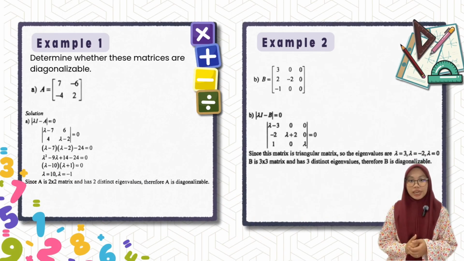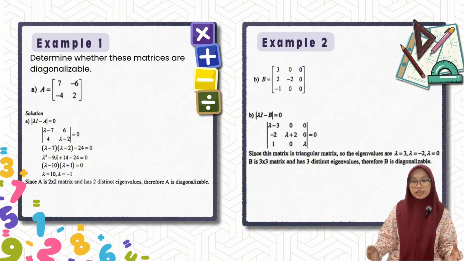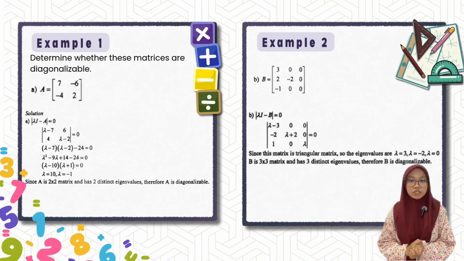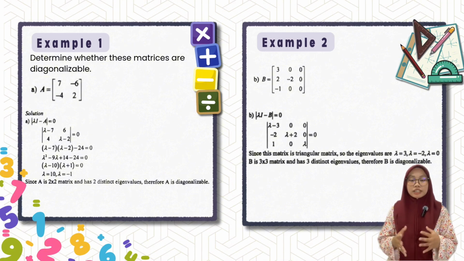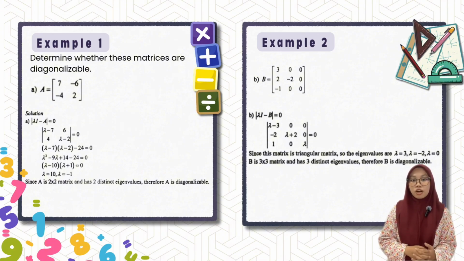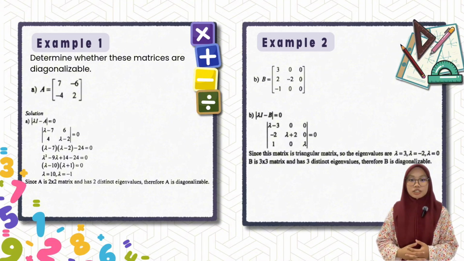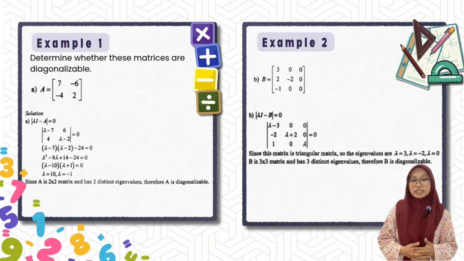Now, let us look at example 1. We want to determine whether matrix A is diagonalizable. First, we find the characteristic equation by calculating the determinant of lambda I minus A and setting it equal to 0. After expanding the determinant, we obtain a quadratic equation. Solving the equation gives two eigenvalues, which are 10 and negative 1. Since matrix A is a 2 by 2 matrix and it has two distinct eigenvalues, the number of independent eigenvectors is sufficient. Therefore, matrix A is diagonalizable.